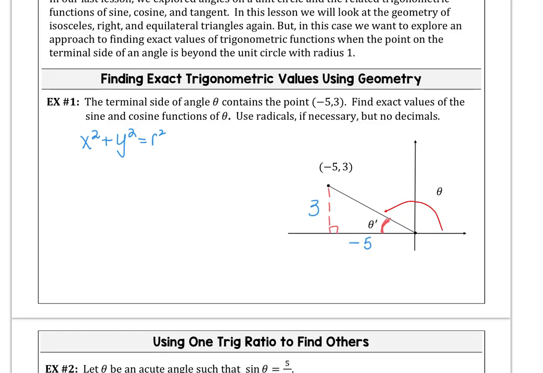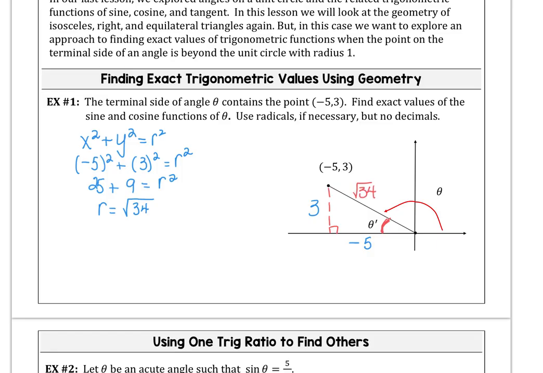So if x is -5 and y is +3, then squaring both of those terms, we have 25 plus 9 for our r squared value, and that gives us an r value by taking the square root of both sides as the square root of 34. So we know the length of the hypotenuse.